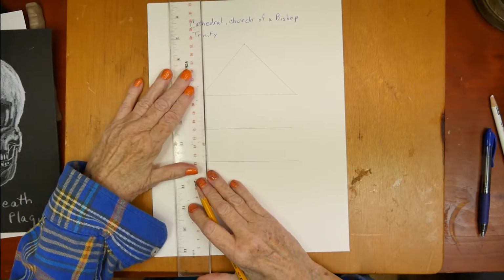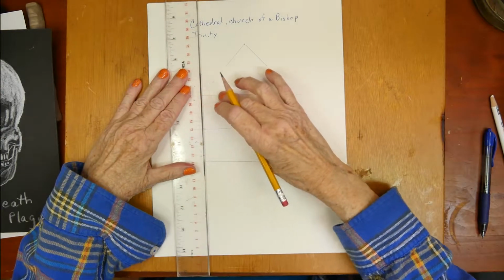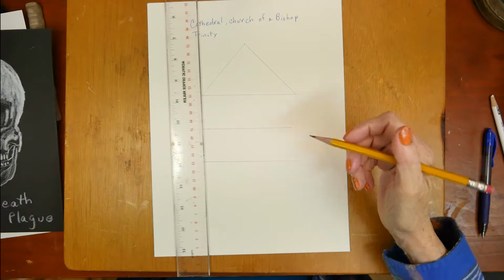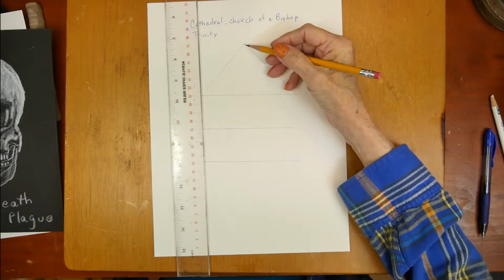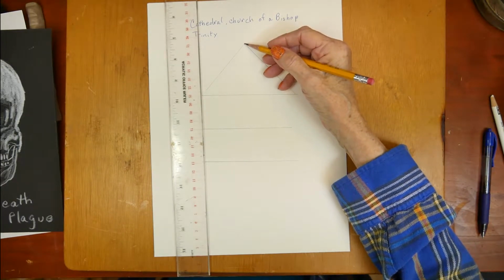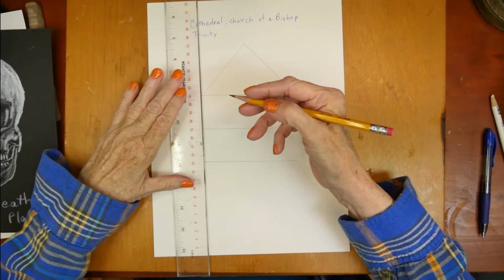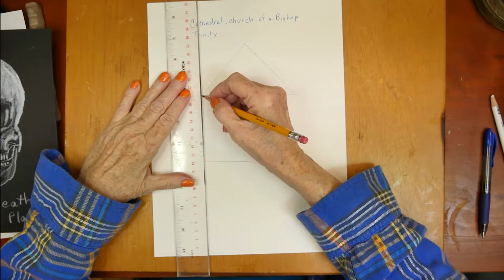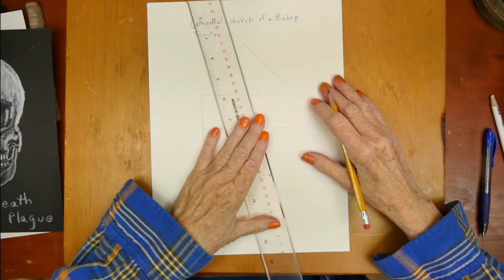And if you're worried about getting your triangle straight, you can always measure your three lines here, find the center part, and then draw straight up from there and make a dot and then come down. I've been doing this long enough that I can just sort of eyeball it.